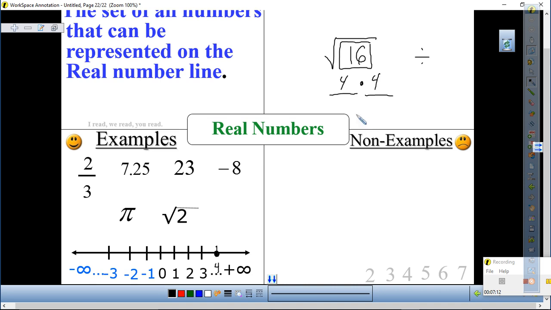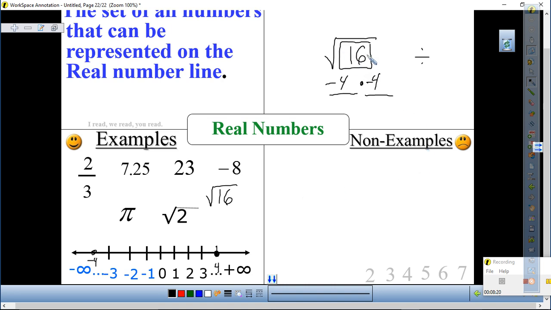Paulina, what would be the other number times itself that gives us 16? Hands up if you got it. How about -4 times -4? What is negative times a negative? 4 times 4 is 16, so -4 would be over here. Therefore, see what I did there? Is this a real number? Yes, so write it in here. Square root of 16.